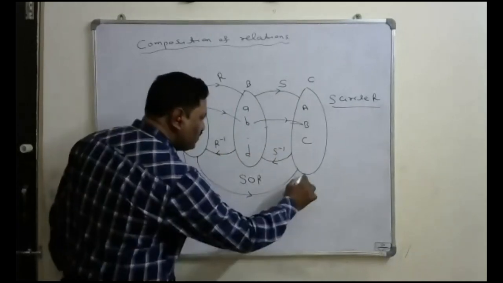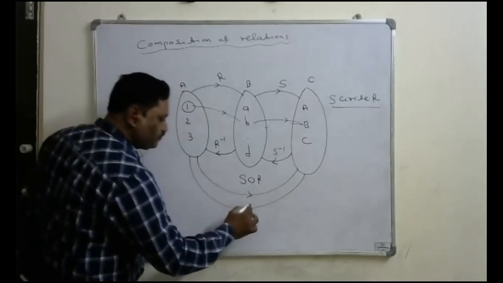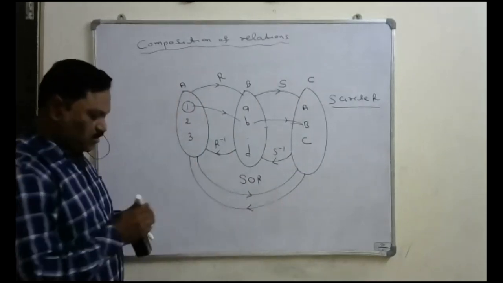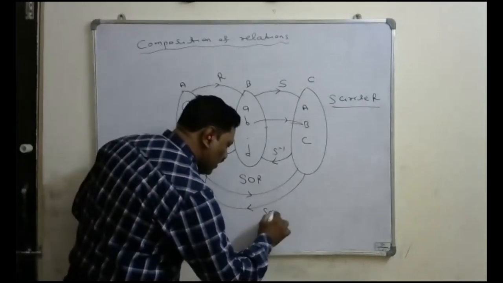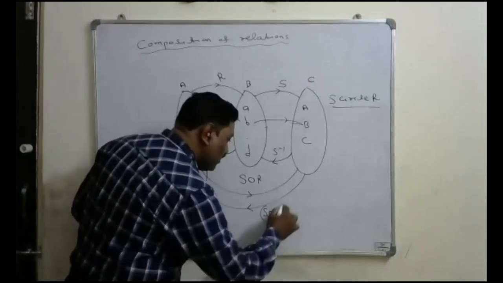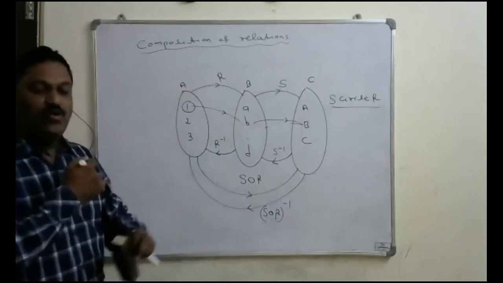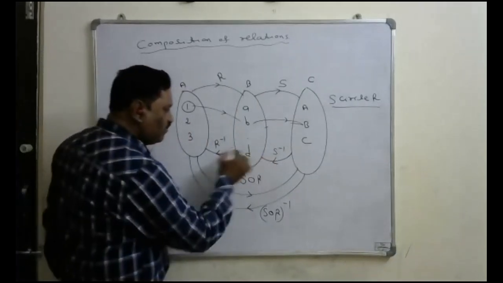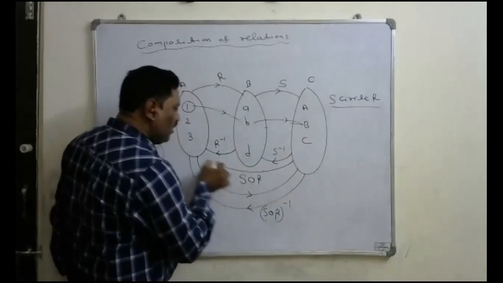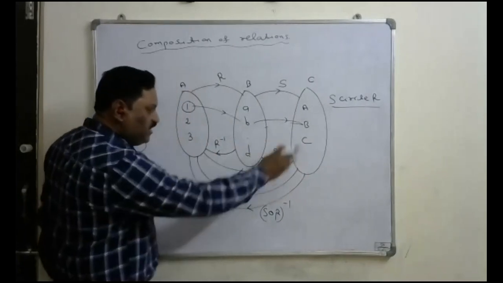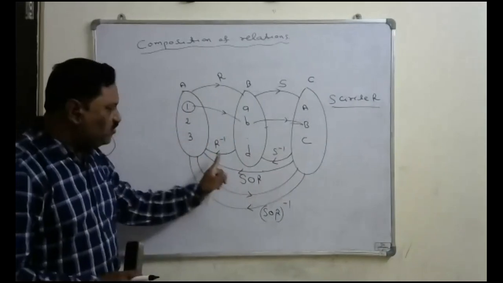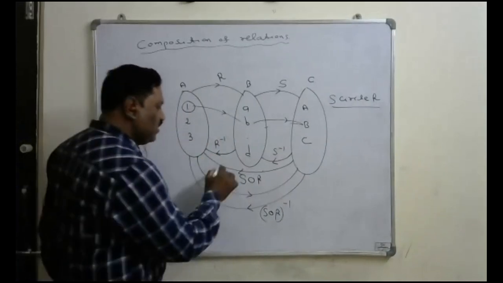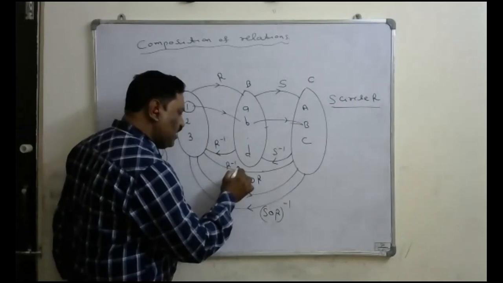Now tell me, what is the relation from C to A? It is S circle R whole inverse. Now, in terms of R inverse and S inverse, how do you write the relation from C to A? Because we are writing that composite relation, we have to write in the reverse order. That is R inverse circle S inverse.